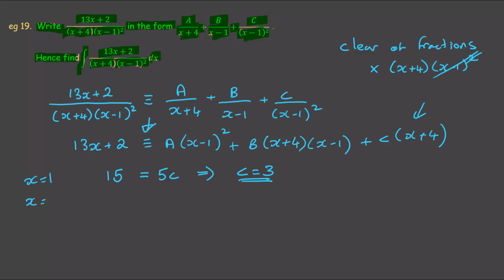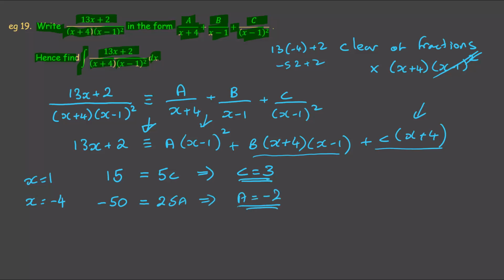Now, if we use x equals negative 4, then what happens on the left-hand side? We'd get 13 times negative 4 plus 2. So that is negative 52 add 2, which becomes negative 50. Over on the other side, this term and this term would be 0 because of the negative 4 plus 4. And over here, we would have negative 4 take away 1, which is negative 5. Square that, it's 25, so we get 25a. And that tells me that a is equal to negative 2.